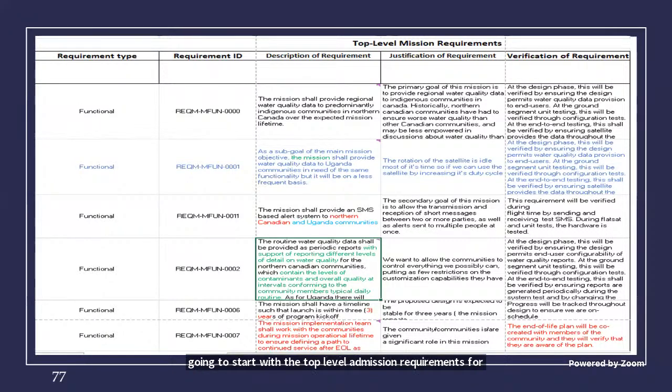First, the mission shall provide regional water quality data to predominantly indigenous communities in Northern Canada over the expected mission lifetime. Historically, the Northern Canadian communities have had to endure worse water quality than other Canadian communities, and may be less empowered in discussions about water quality than other communities. Same goes for Uganda. So we added a sub-goal for the main mission objective. The mission shall provide water quality data to Uganda communities in need of the same functionality, but on a less frequent basis.